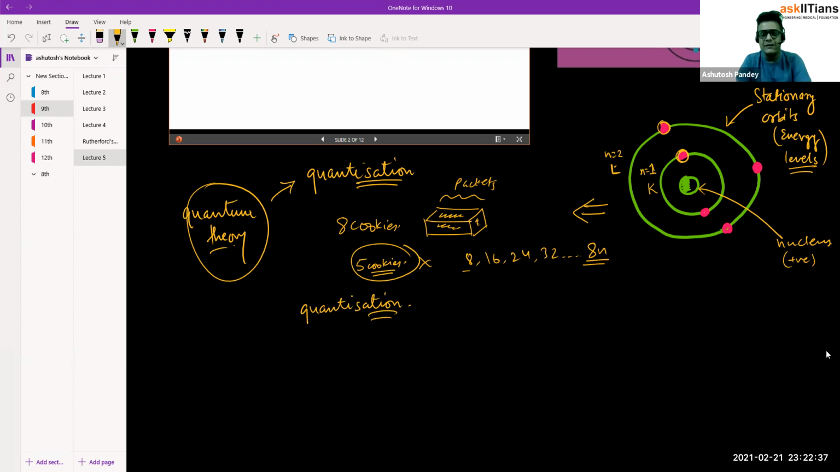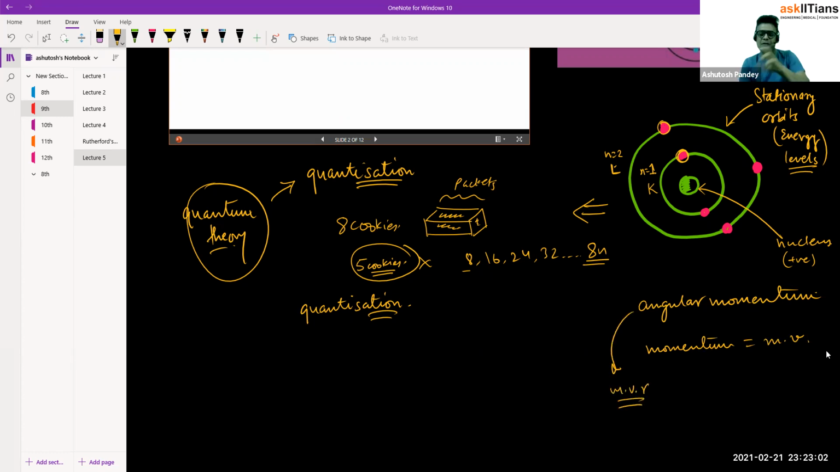So he proposed that angular momentum is something, okay, so we know momentum means m into v. Angular momentum means m into v into r. Okay, simple. So this is called linear momentum, and linear momentum into the radius gives angular momentum.